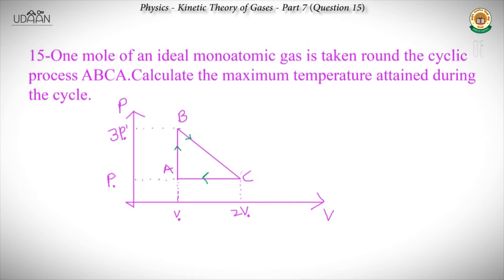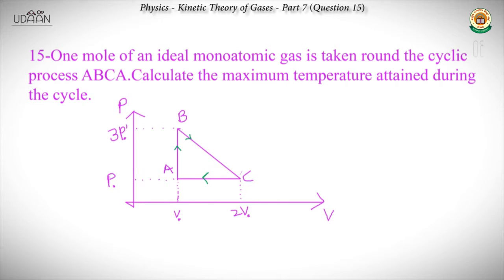So we've reached the last problem of the problem set we were solving. The last problem says that 1 mole of an ideal monoatomic gas is taken round the cyclic process ABCA as shown in the figure. Calculate the maximum temperature attained during the cycle, and Prasoon will tell us how to calculate this.